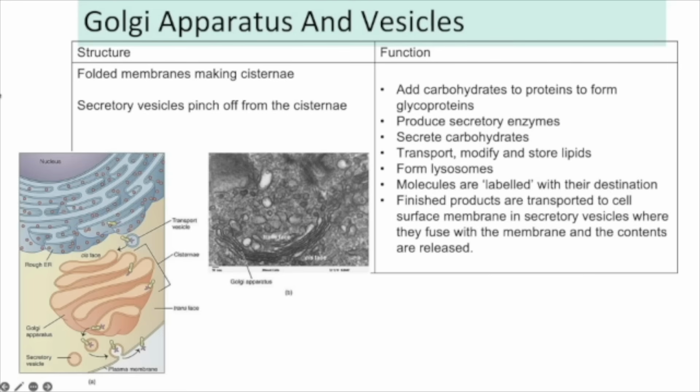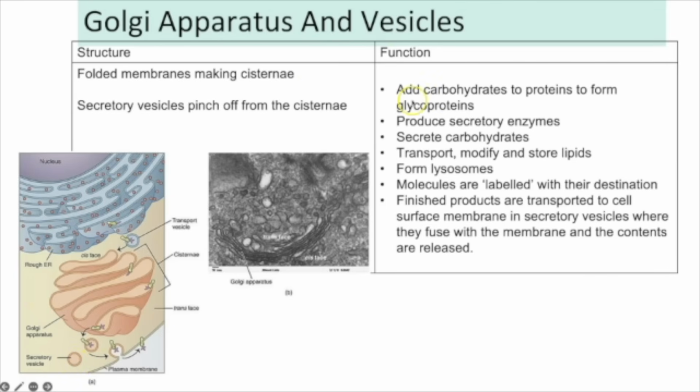Next then we look at the Golgi apparatus and the secretory vesicles. This is the Golgi apparatus and the secretory vesicles here, which I've seen many students describe as looking a bit like a Wi-Fi symbol, and that's how they recognise it in comparison to the smooth endoplasmic reticulum. But what it is, is folded membranes making the cisternae. You then have secretory vesicles that pinch off from that cisternae.